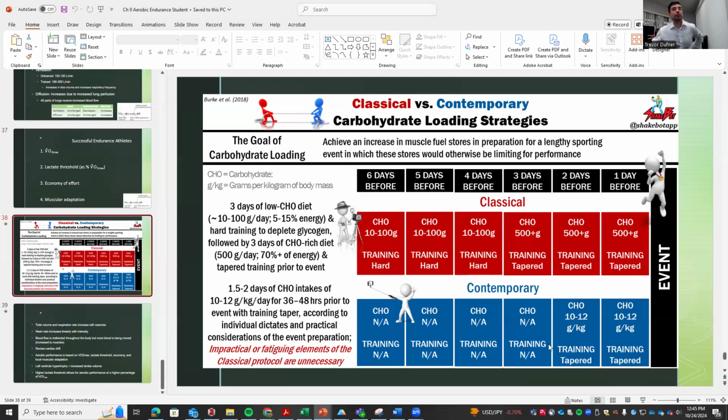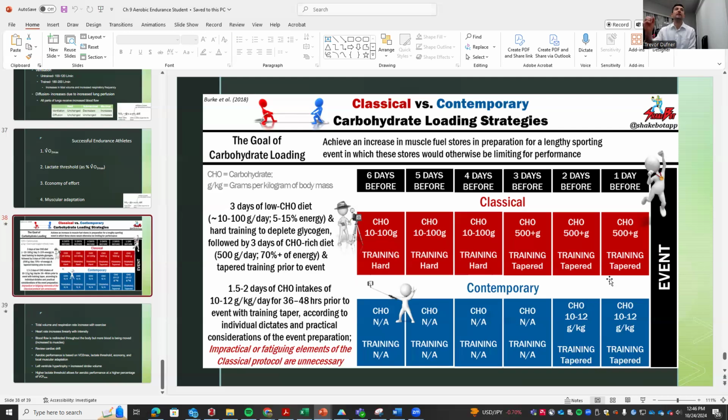But the reason that the contemporary model is better for a single event is realistically what happens during this period here where you're not having any carbohydrates: you are kind of burning through your leftover and last stores of your intramuscular glycogen. So this creates somewhat of a starvation response, so that when you get these carbohydrates at the end here, this 10 to 12 kilograms, remember this is about 5 grams per kilogram. This is saying 10 to 12 grams per kilogram.